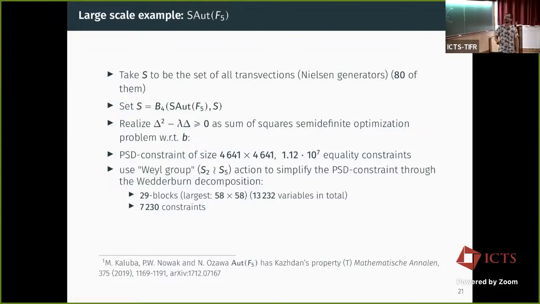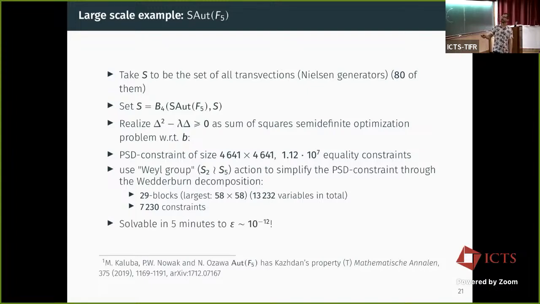Right? And if you think about complexity, what we are doing when we are solving the PSD problems is eigenvalue decomposition. The eigenvalue decomposition algorithms are O of n cubed. So when we go from 4,000s to 58, it's 1 billion times faster in terms of complexity.